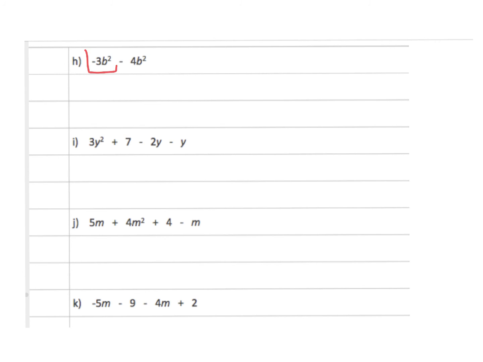Here we go. Let's put boxes around them. They both have b squared. So what's a negative 3 minus 4? That gives me a negative 7b squared. Again, boxes. Always put boxes around it.